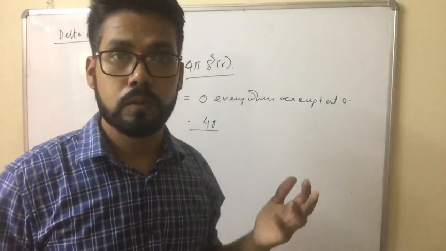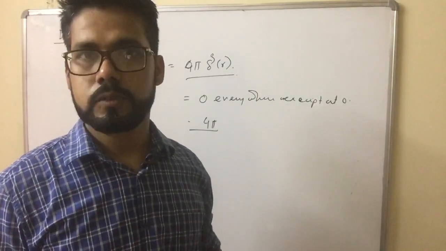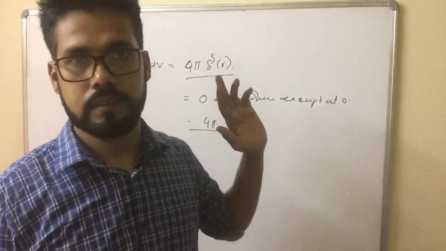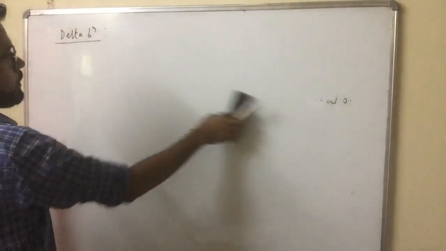And this type of calculation we often use in Gauss law, where 1 by r square is there and the divergence theorem is also there. So we have to adopt the delta function this way. The delta function is very important. Now, what is a delta function?